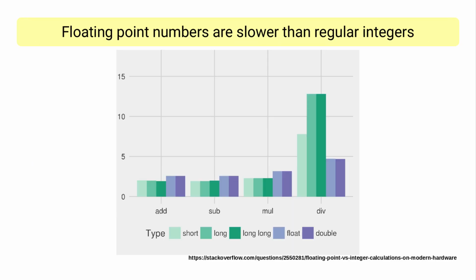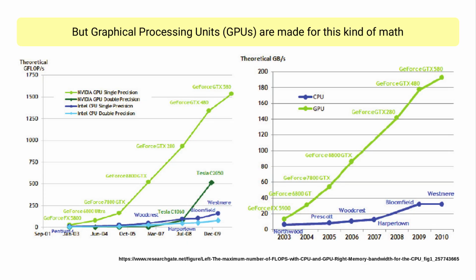Another thing to keep in mind is that these floating point numbers require a lot more computational power to do things like add, subtract, multiply, and divide compared to regular integers that we've been talking about earlier. And this is where GPUs, which stand for graphical processing units, come in. They are specifically made to handle these kinds of floating point numbers and their operations.